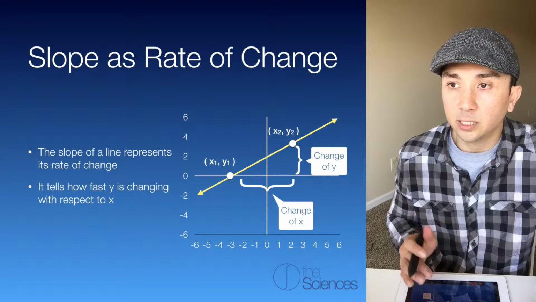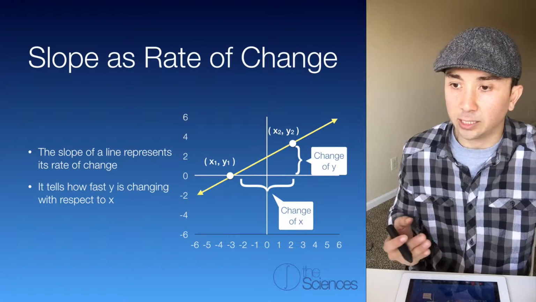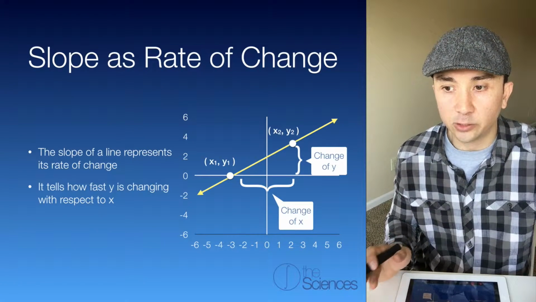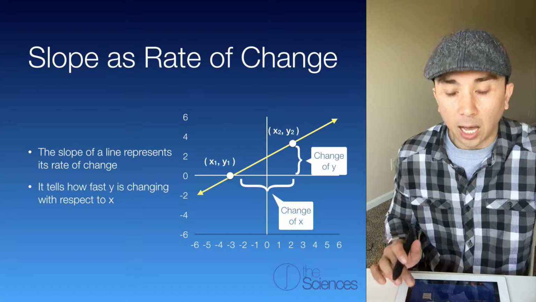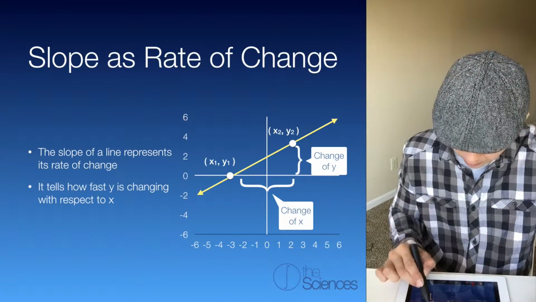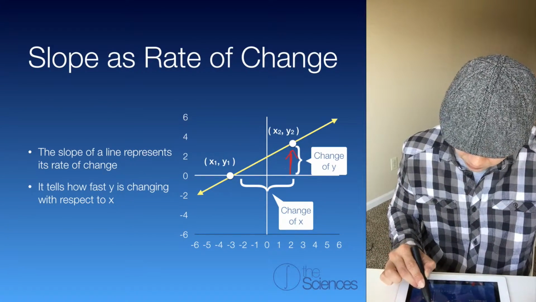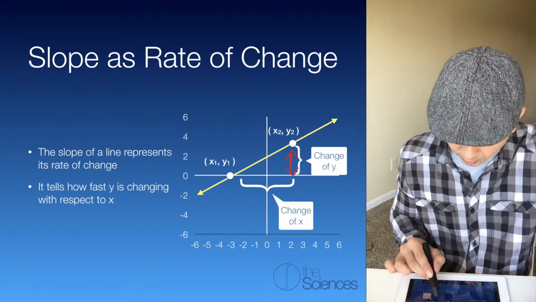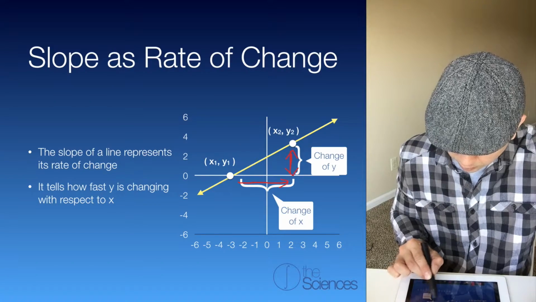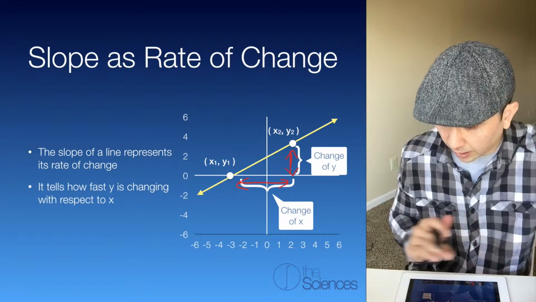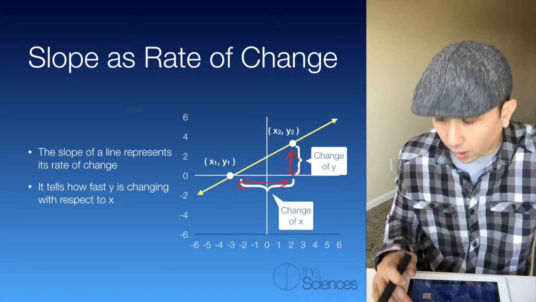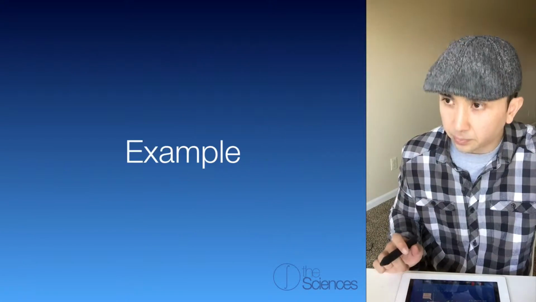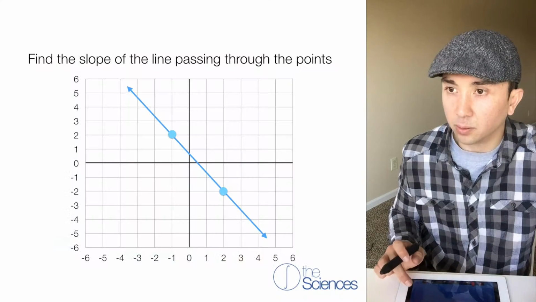Now let's talk about the slope as the rate of change. The slope of a line represents its rate of change. It tells you how fast y is changing, so how fast you're going up or down with respect to x. So depending on how far you go from x, y will also change. It'll tell you how fast y is changing.